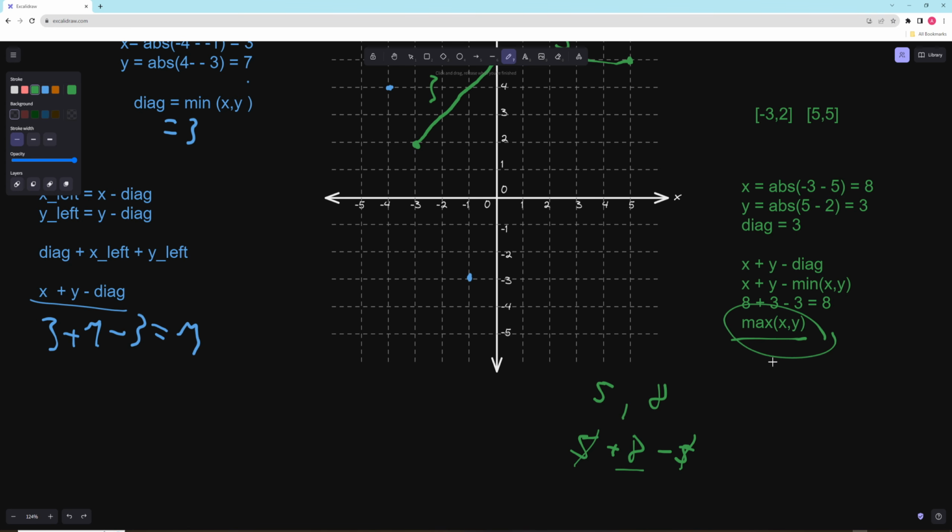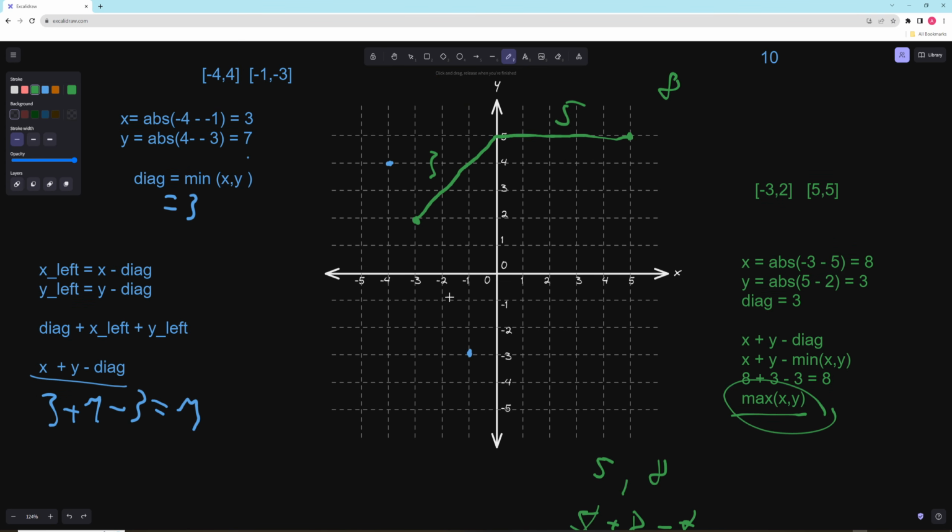We got rid of these diagonals, and this should work for all these. This would also work for this one, just to double check. So here, our distance in the x direction is 3, and our distance in the y direction is 7. So our max of x and y is going to be 7, and that is indeed our shortest path. So hopefully that makes sense. Now that you know you want to always go diagonal and then figure out what the rest of the way is, that is going to be how you do it.